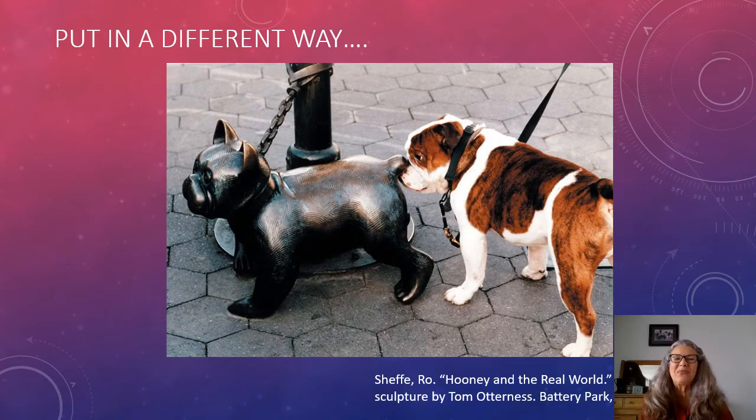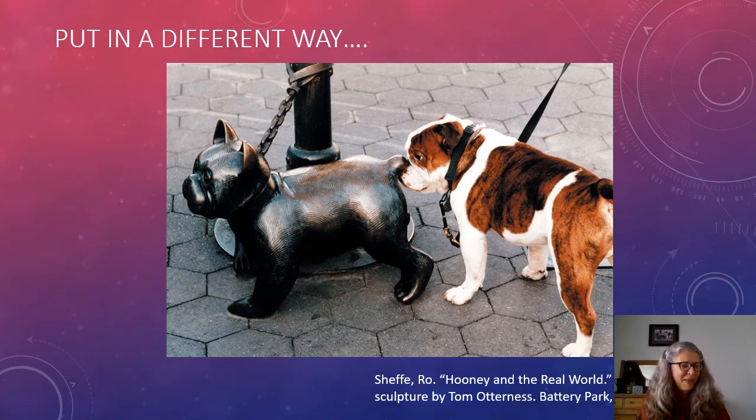So I wanted to visualize this for you. The photograph you're seeing is called Hooney in the Real World. The original sculpture is by Tom Otterness. It's in Battery City Park in New York City. And if you look very closely at my little recording box, you will see the original of the photograph behind me.